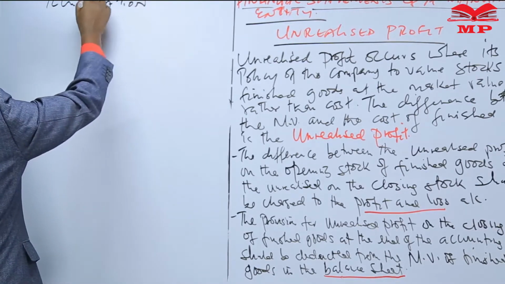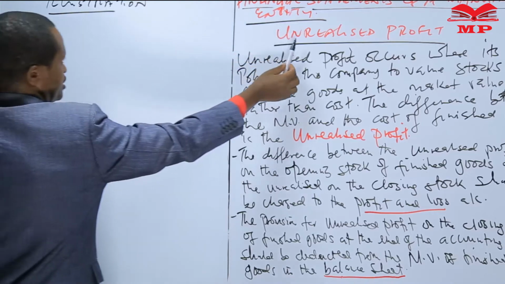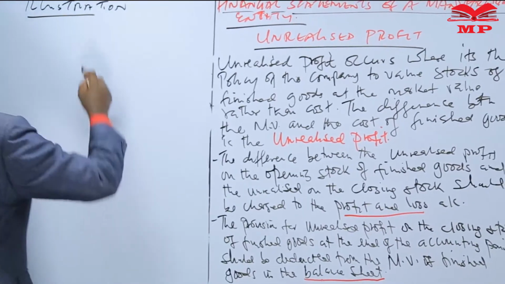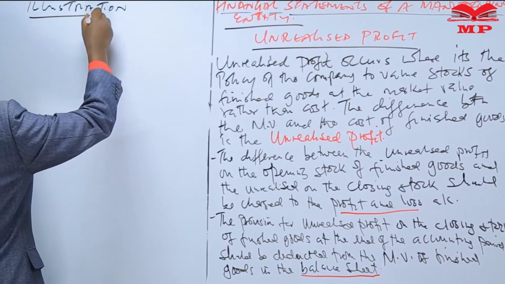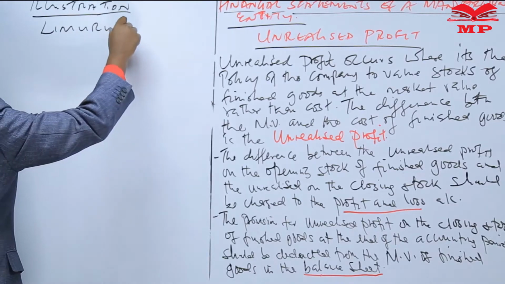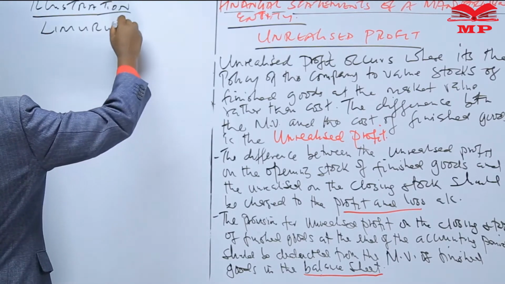We want to illustrate unrealized profit, but we want to use a complete question. This is a past paper question. The name of the company, Limuru Manufacturers.